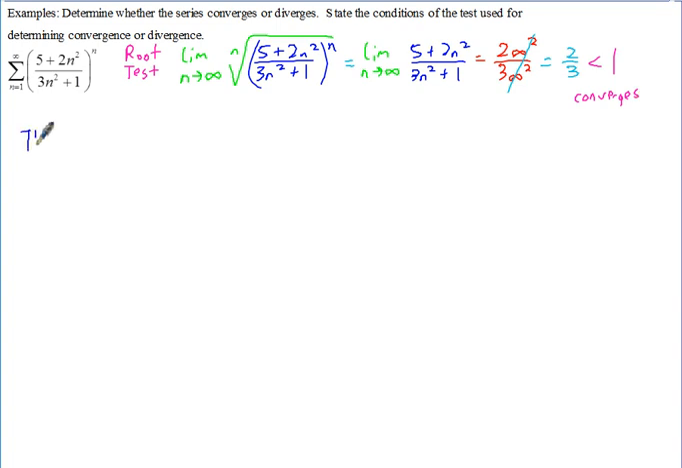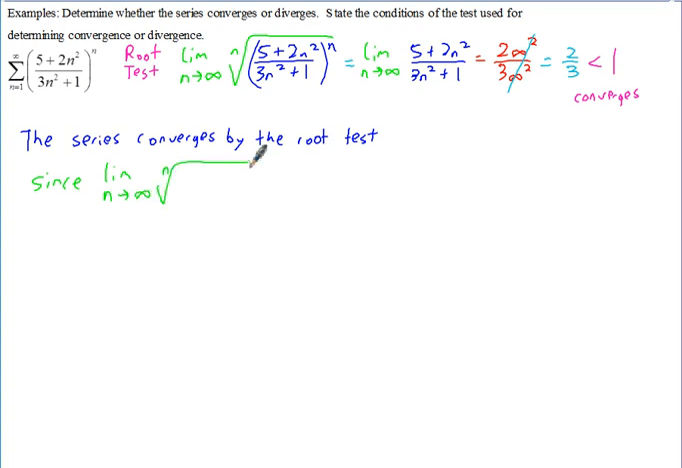So we can say the series converges by the root test since the limit as n approaches infinity of the nth root of (5 plus 2n squared divided by 3n squared plus 1) to the nth power is less than 1.